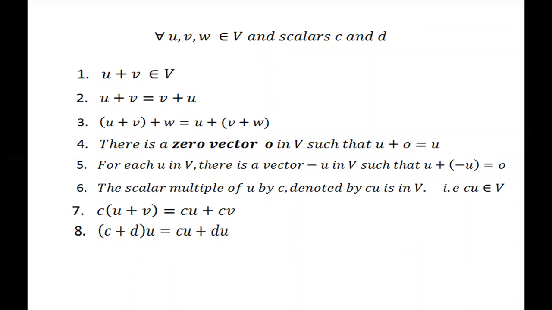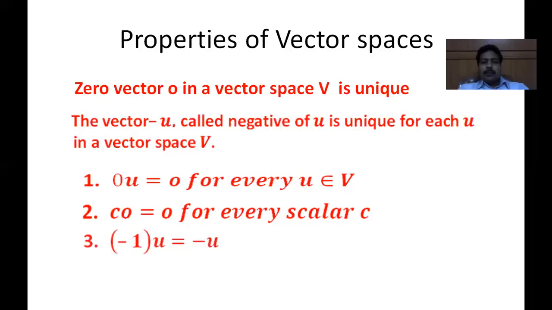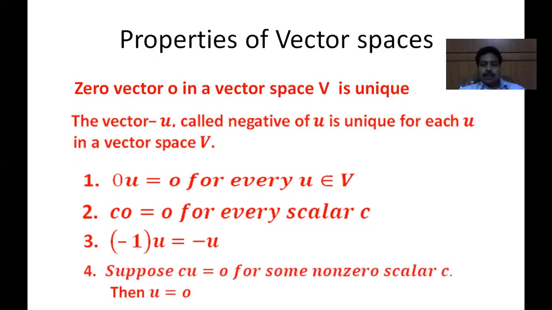And C plus D times u is equal to Cu plus Du. Here C and D are scalars and u is a vector. And the ninth one is C times Du is equal to CD times u. Finally, 1u is equal to u. If a non-empty set satisfies all these 10 conditions, we say that set is a vector space. And minus 1u is equal to minus u. And finally, suppose Cu is equal to O for some non-zero scalar C, then u must be the zero vector O. We have seen all these properties in our previous classes.